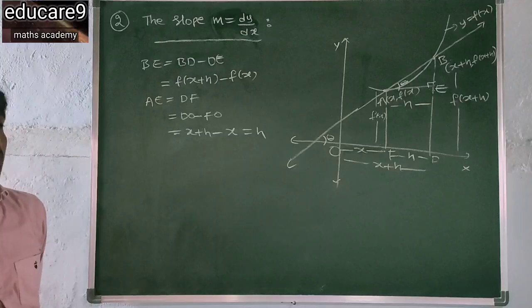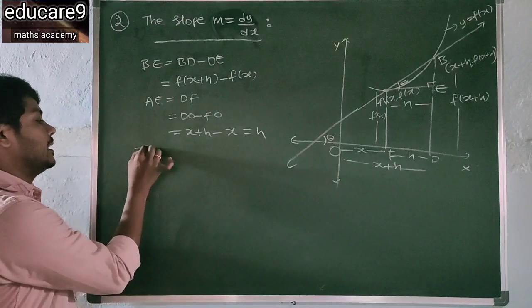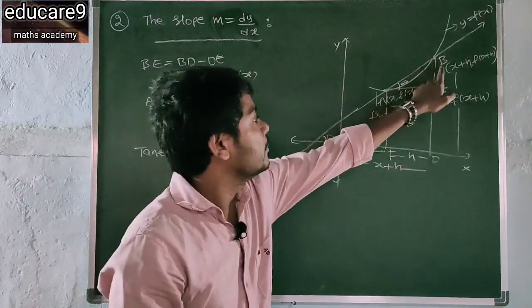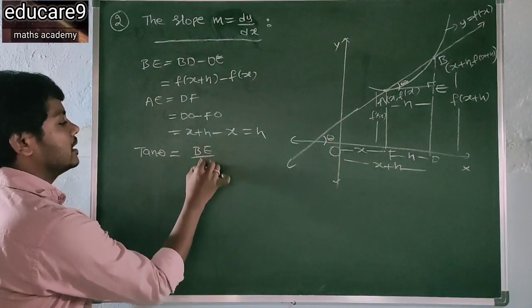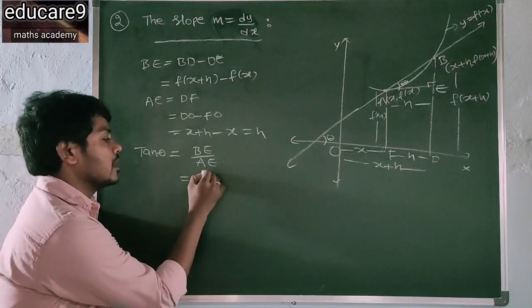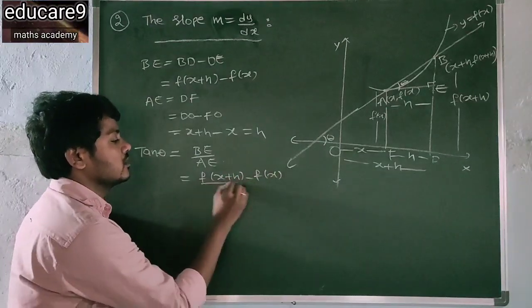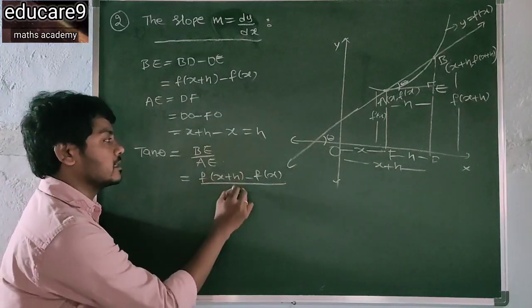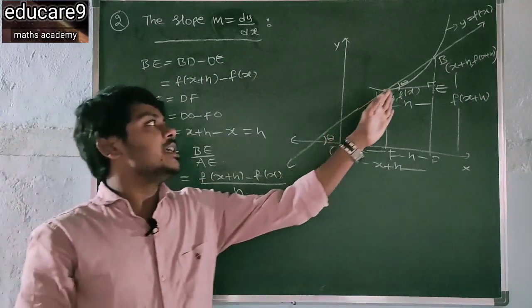Okay. Now slope m is what? Tan theta. So what is tan theta here? Tan theta is equal to BE by AE. So what is BE? f of x plus h minus f of x, divided by AE, that is x plus h minus x, that is h.